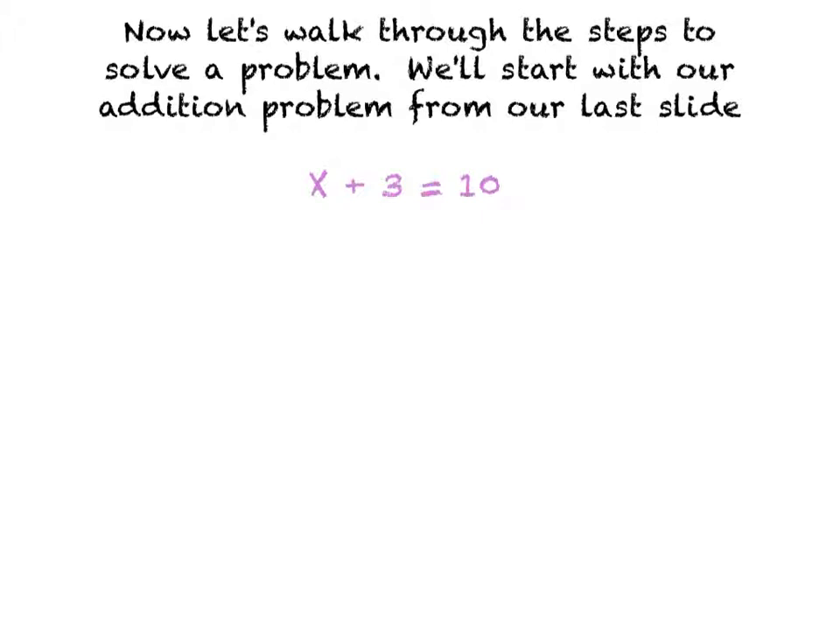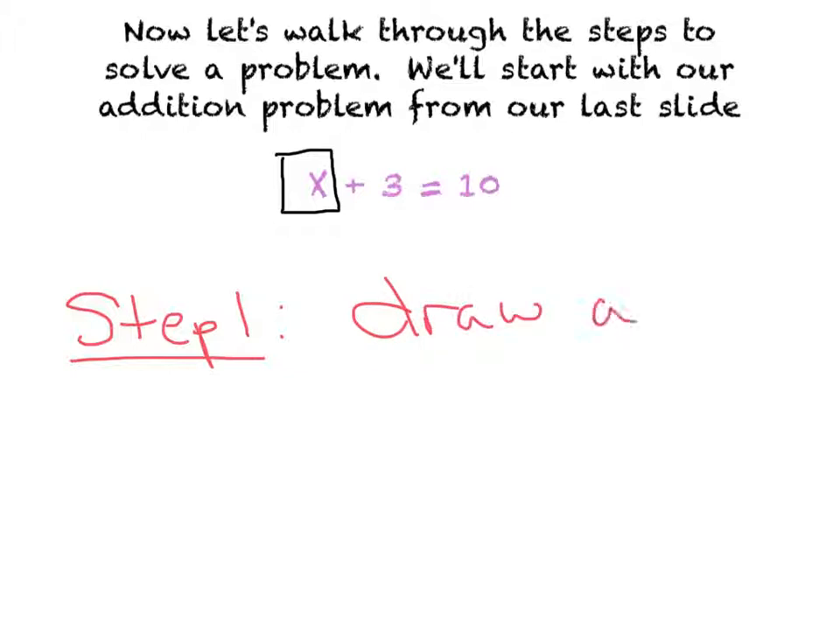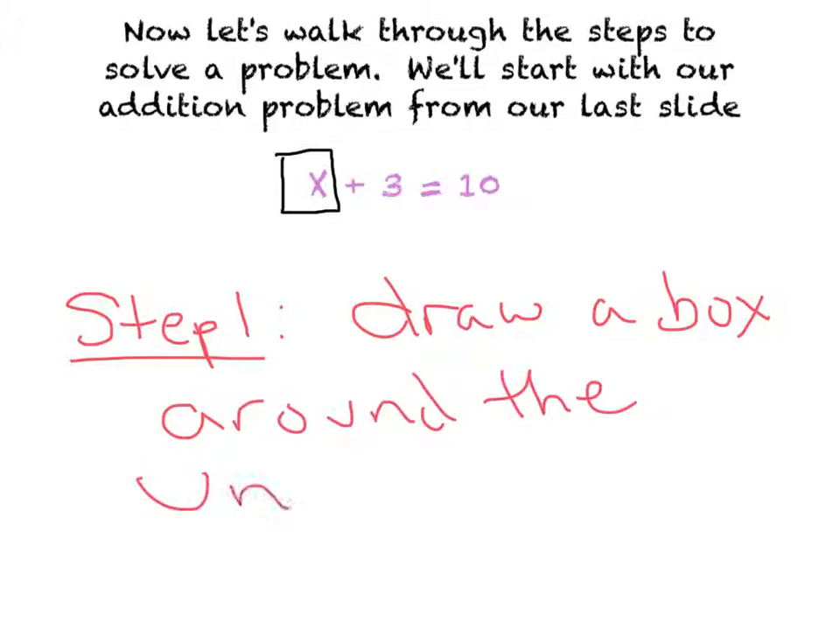Now let's walk through the steps to solve a problem. We'll start with the addition problem from our last slide. The first thing we want to do is identify our unknown variable, and we'll put a box around it. In this case, our unknown variable is x, so I will draw a box around the x. So now I know step 1: draw a box around the unknown variable.